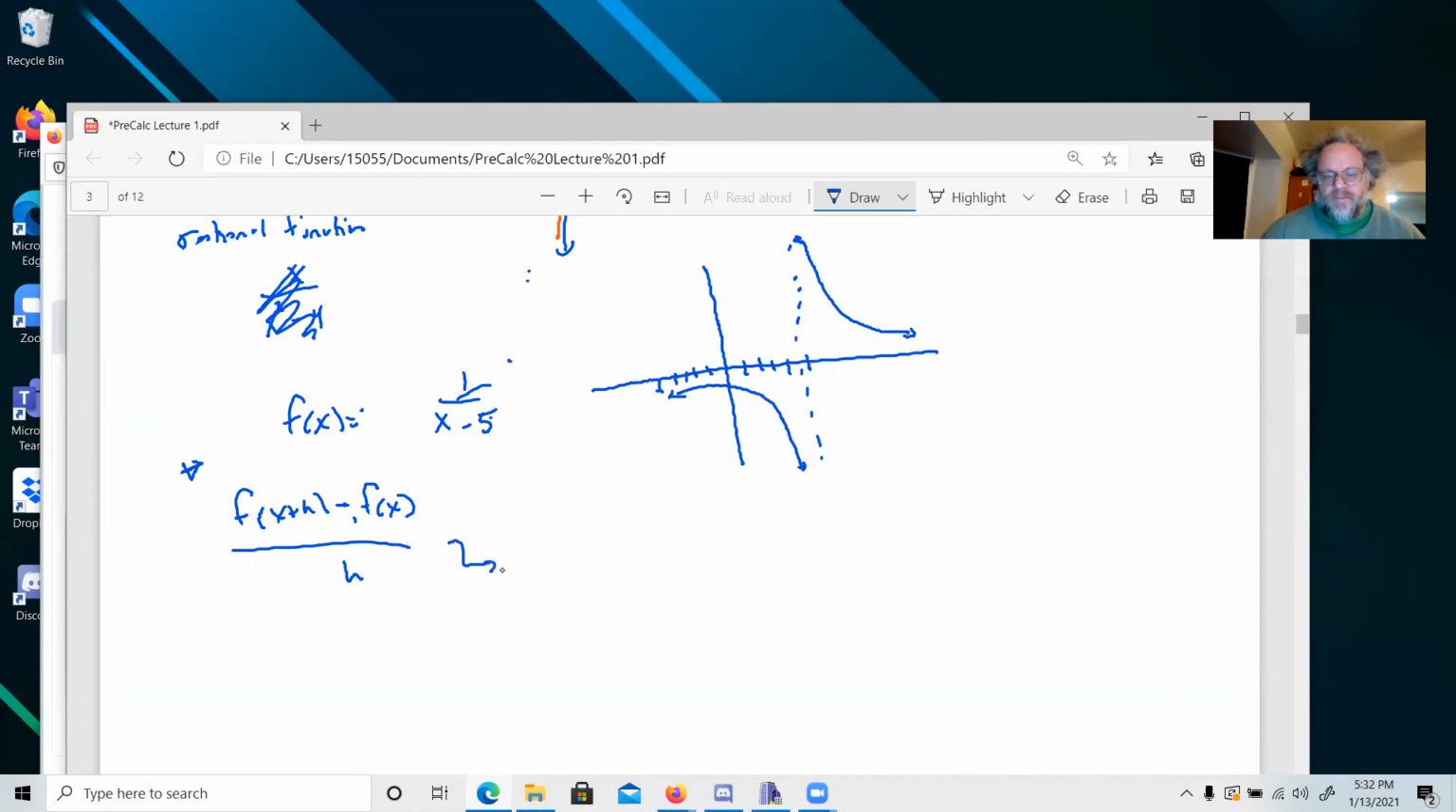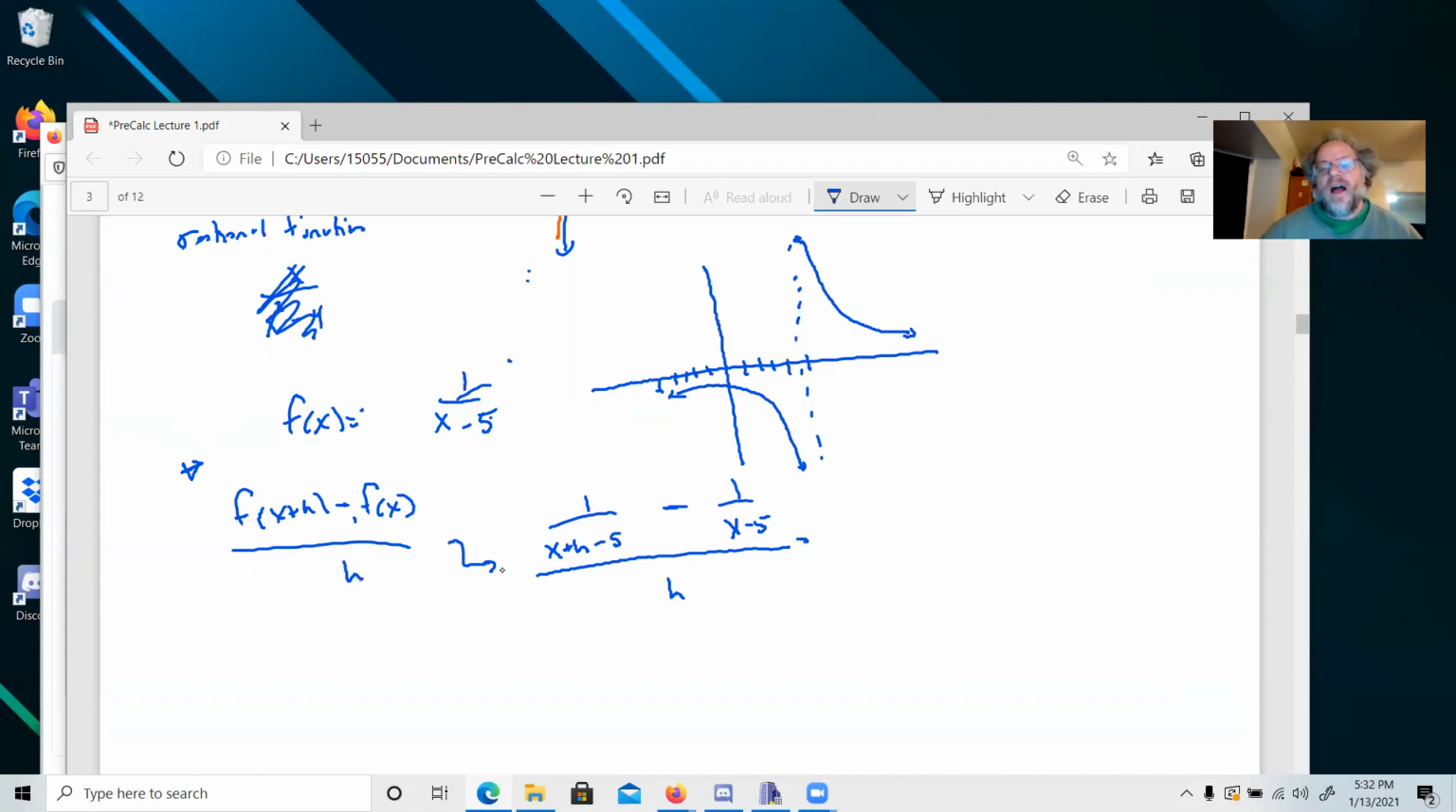All right, this is 1 over x plus h minus 5, minus 1 over x minus 5, all divided by h. I hated these when I was a student, when I had to use paper, because they used a lot. There's like 4 lines going on here. This is nuts.